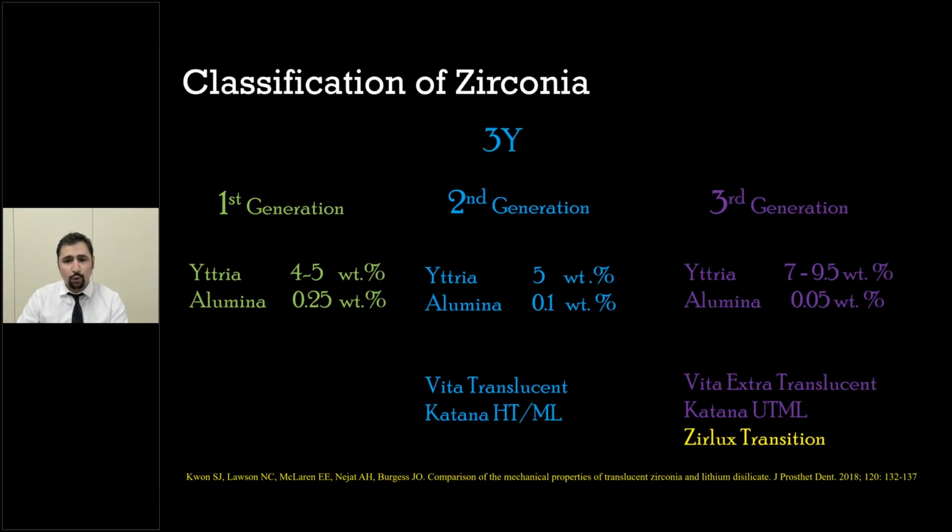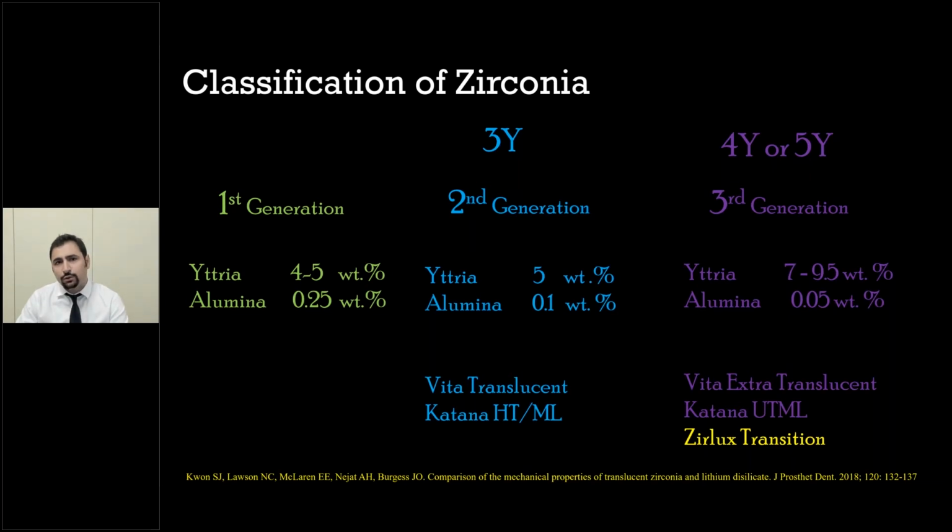Again, based on the mole percentage of yttria, the second generation is called 3Y because it has 3 mol% yttria, and third generation is often called 4Y or 5Y because based on the amount of yttria, they have 4 mol% equal to 7 weight% yttria, or 5 mol% equal to around 9.5 weight% yttria.